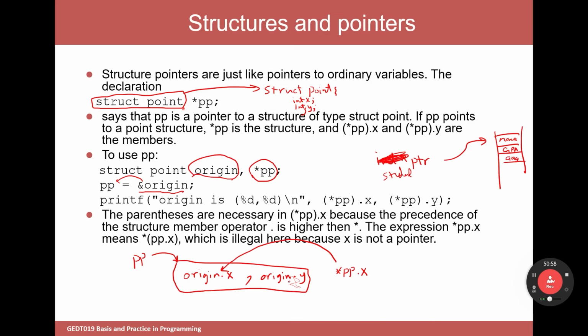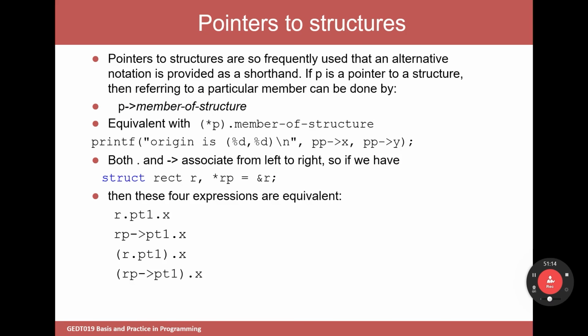And how about this one? How can we print the value of origin.y? You will say (*pp).y. So this is how you can access the values inside the structure using a pointer. Another way is to use the arrow notation. So you will say pp, and then you will use the arrow notation like this.